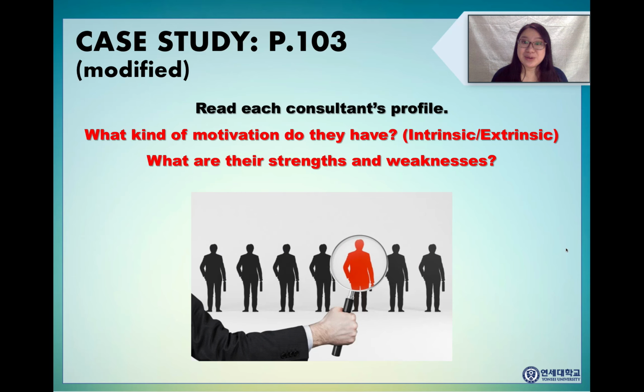So if you do have the textbook, you can read each consultant's profile and then think, what kind of motivation do they have? Intrinsic or extrinsic? And what are their strengths and weaknesses? Each employee is different and they will have different motivations and different strengths. If you don't have the textbook, you're going to find a document on YSEC that you can look at instead.